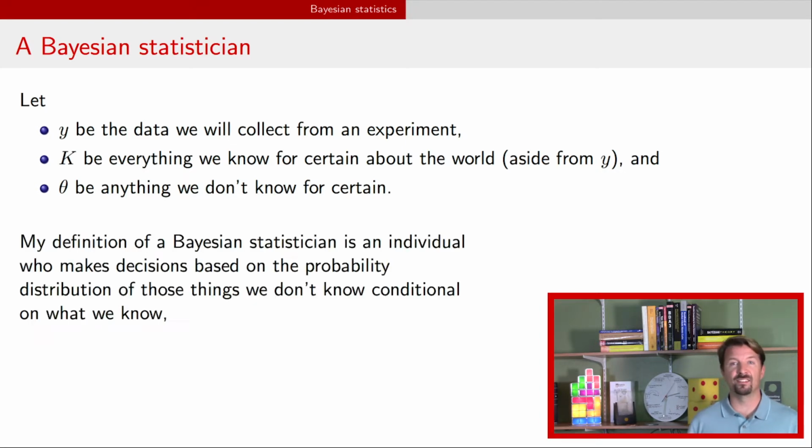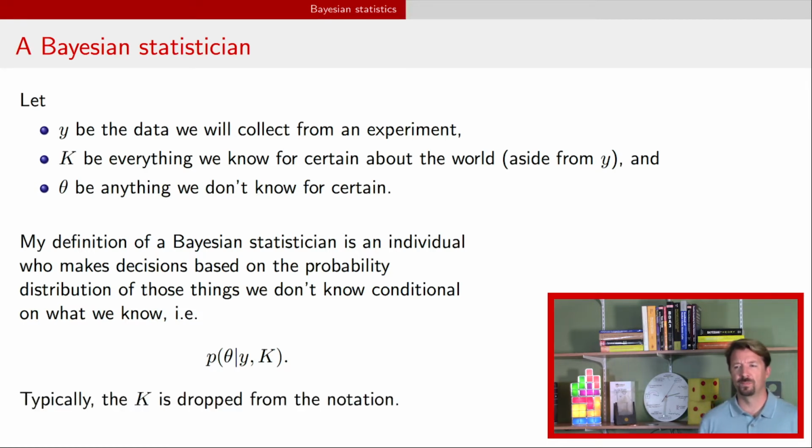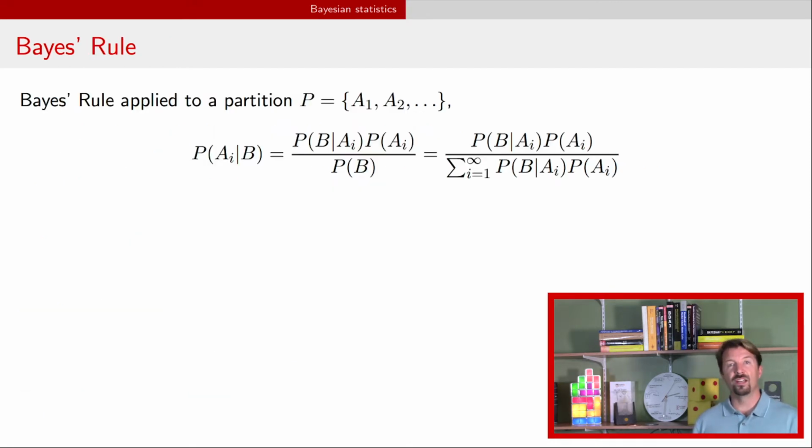So a Bayesian statistician, for me, is a statistician or individual who makes decisions based on the probability distribution of things we don't know, conditional on the things that we do. As notation, we could write this as P(theta | Y, K). So we're making decisions based on this distribution for theta given Y, the data from the experiment, and K, everything else that we know. Alright, so let's see how we can put this into practice. I should remind you that K is typically dropped from the notation. If you read the literature, they will typically not have this K in there, but really it's there implicitly.